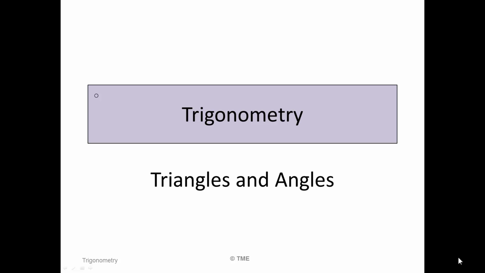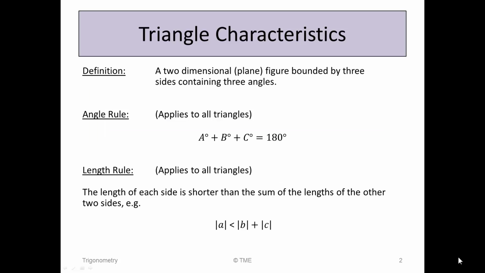Trigonometry, triangles and angles. A triangle is defined as a two-dimensional plane figure bounded by three sides and containing three angles.